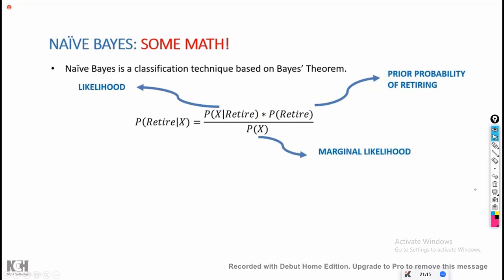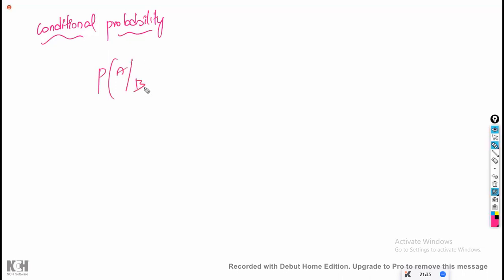Now, let me explain what is meant by conditional probability. Later we'll see the formula, and I will explain the formula once again. Don't worry. Conditional probability means what is the probability of A when B has occurred. What is the probability of A by B? That is what is the probability of A when B occurred, which is called conditional probability.